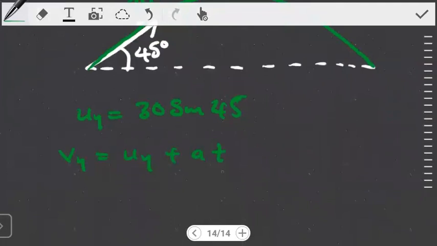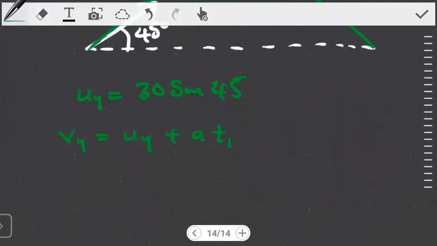Here I'm trying to get the time for going up in the y-axis. Let me label it as time 1. I'm just looking at the time to go up to the maximum height. At the maximum height, the velocity is 0. The starting velocity is a positive 30 sine 45. The acceleration, due to gravity, is negative 9.8, and then t1.